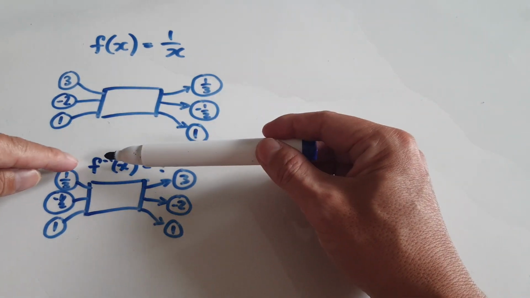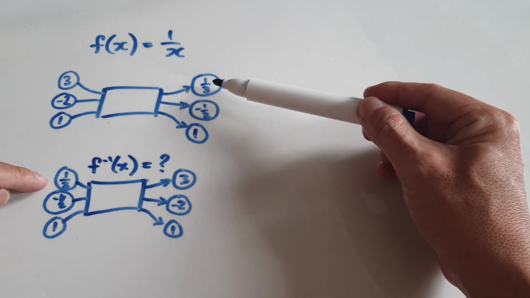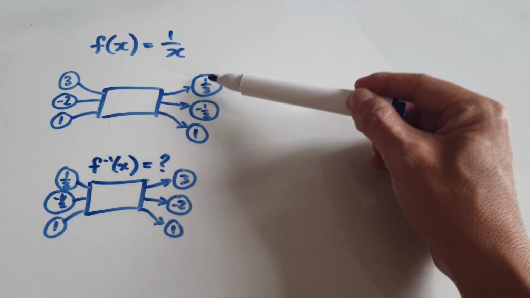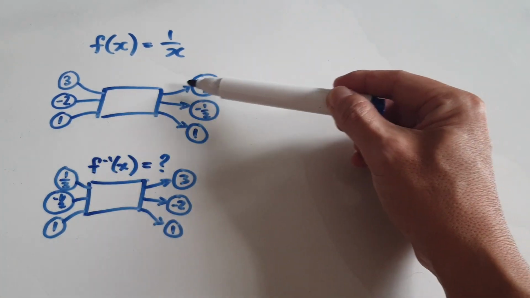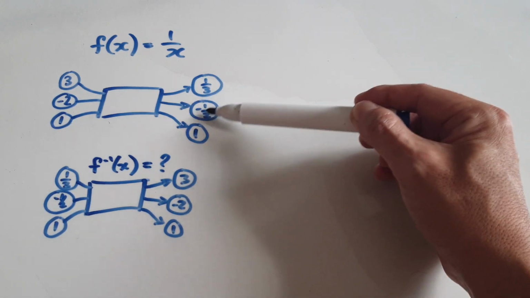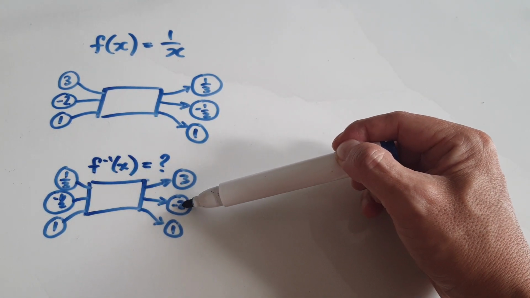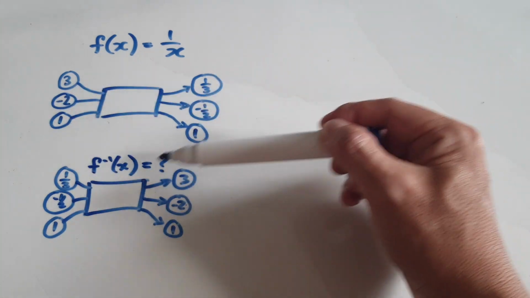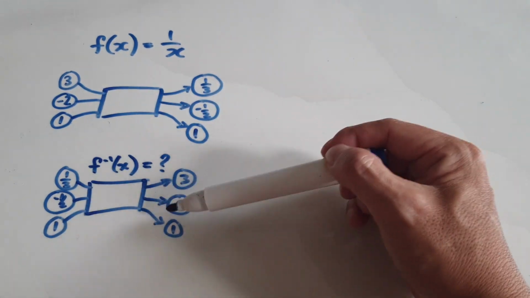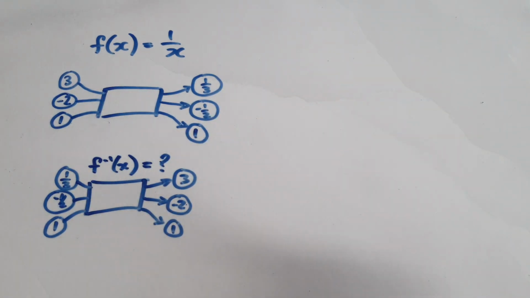I want you to come up with an inverse machine where if you put in a third, it will work backwards to spit out the number 3. If I put in negative a half, it will work backwards to spit out the number negative 2. And if I put in a 1, it will work backwards to spit out the 1. What is the inverse function? So press pause and have a go.